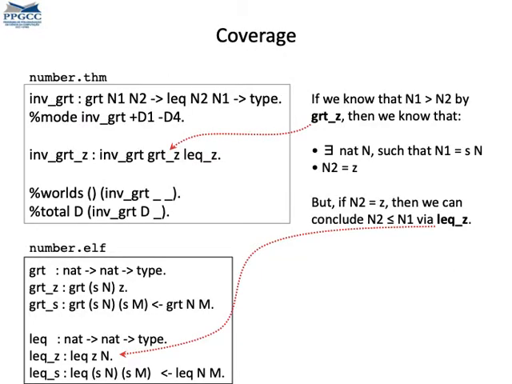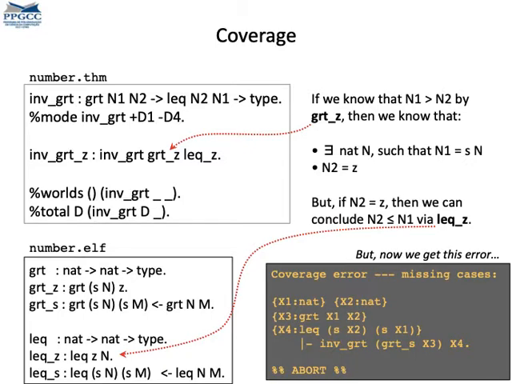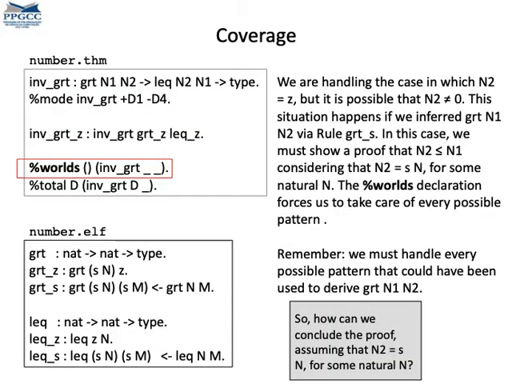That's simple. Just use the rule LEQZ, for that rule says that 0 is less than or equal to any number. If we write this proof, then we have the program on the top. However, if we try to load this script in the Twelf server, then we get an error. A coverage error, indicating that we are still missing some cases. Which cases are we missing?